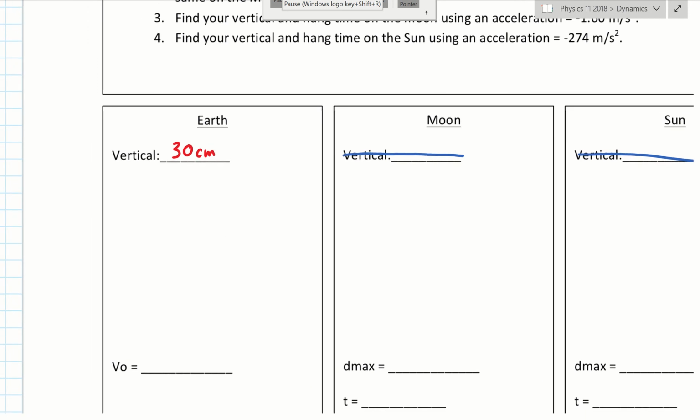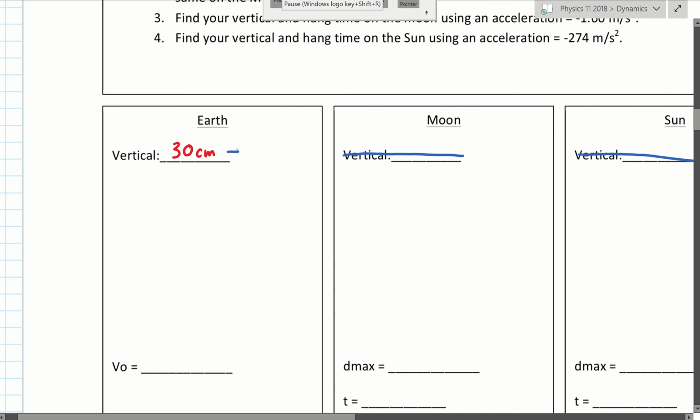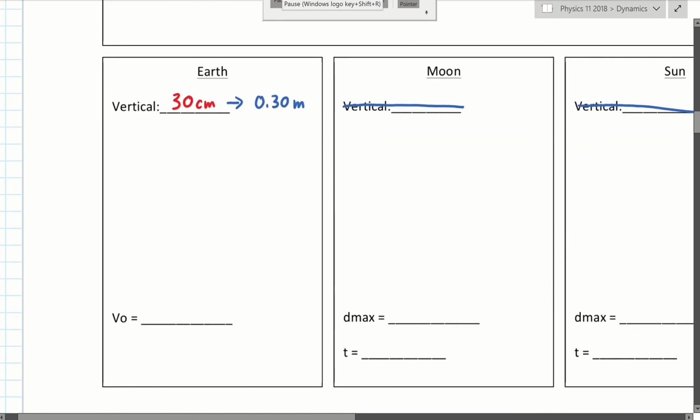Okay, which is like the size of the ruler that I was using during the mini reaction time lab. That's about 30 centimeters. So let's say you can jump 30 centimeters, which in standard units is going to be 0.3 meters, right? On Earth, okay?